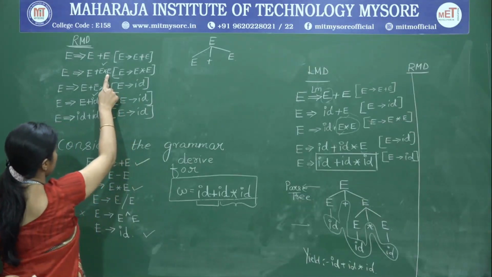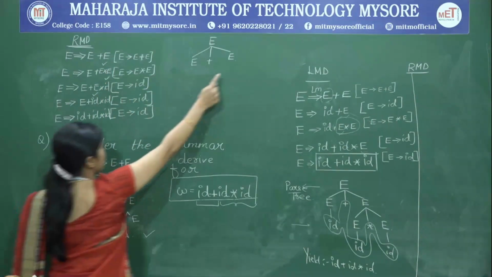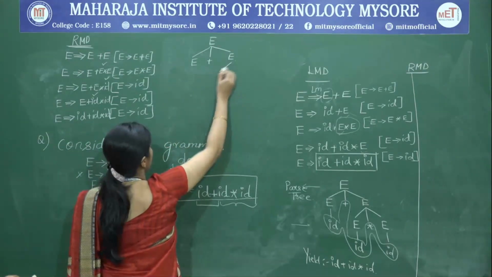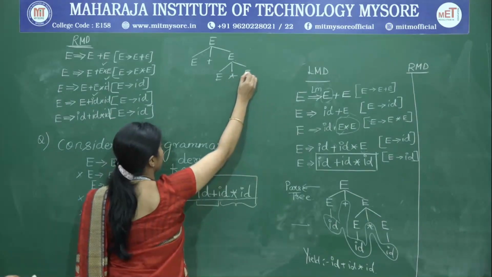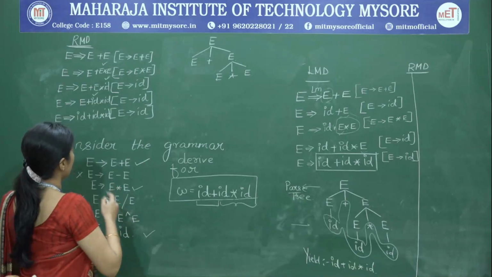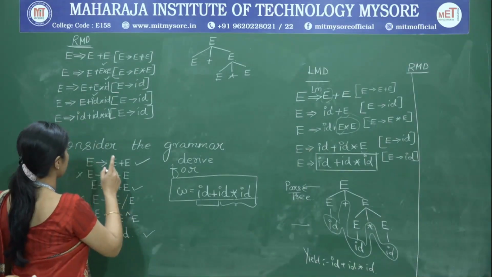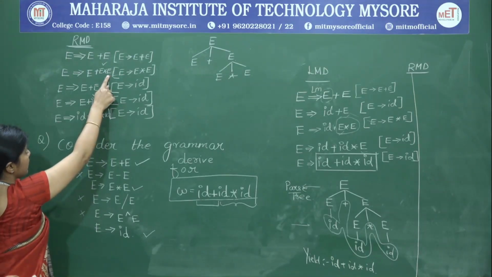Next, E goes to E star E. So we have to look into which E is actually getting replaced. So this last E is getting replaced by again three things. What is that? E star E. So this is what we do. Next we are going to check which element is getting replaced. So this E is getting replaced.